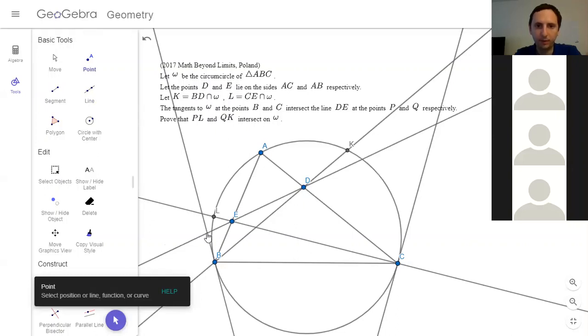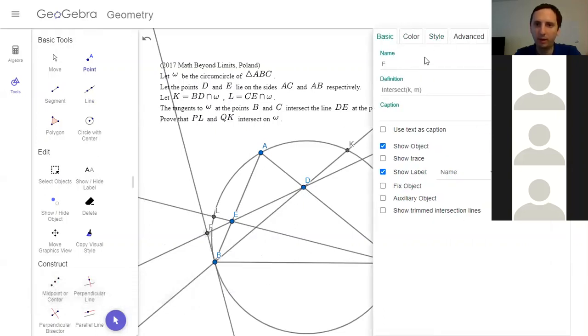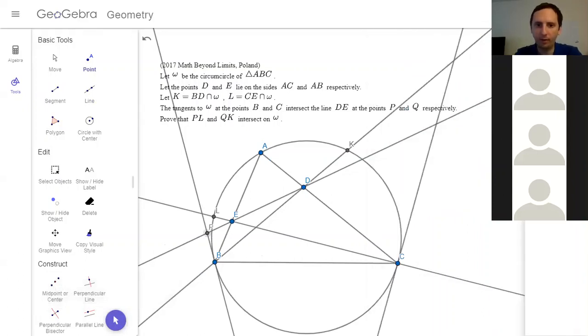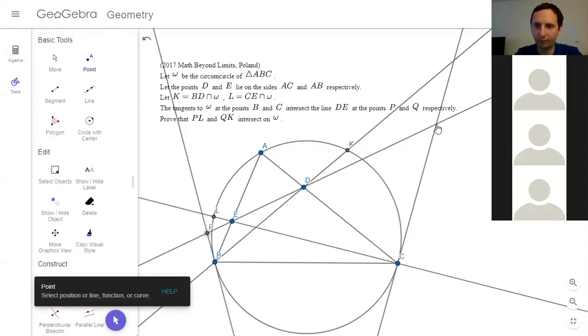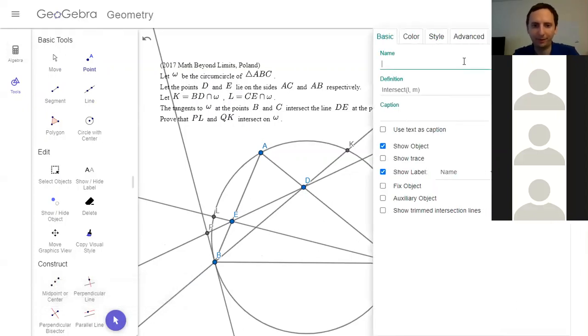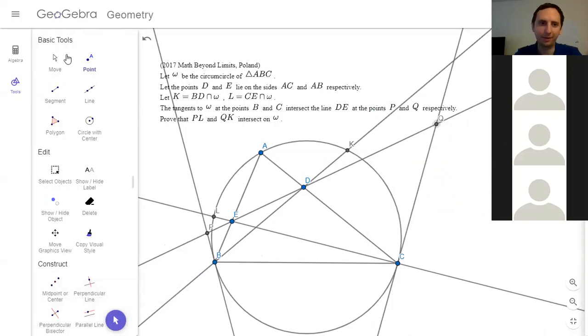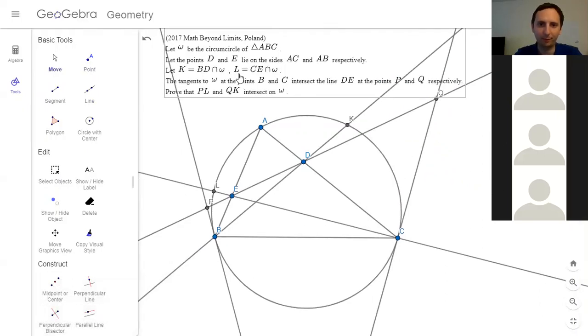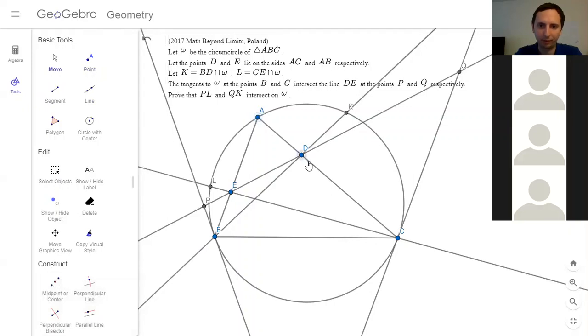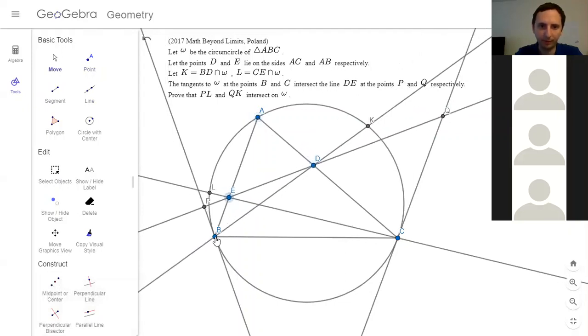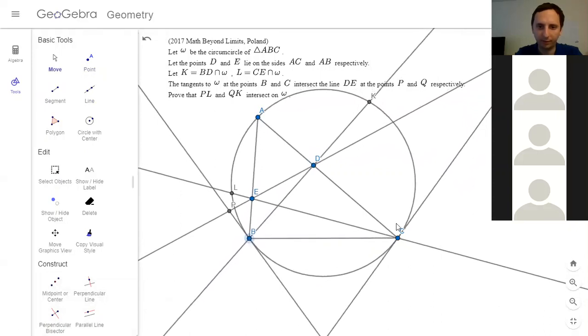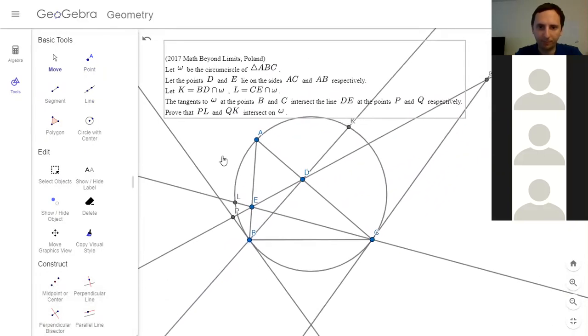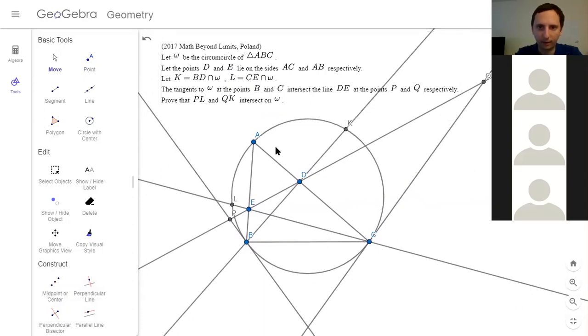And so this is P, and we want to show that PL and QK intersect on the circle. It feels easy. It feels like it's maybe just like harmonic quadrilaterals or something, but we'll see. So let me make it so that we can see this intersection point. And let me hide some stuff. Maybe you guys have already solved it. I don't know.